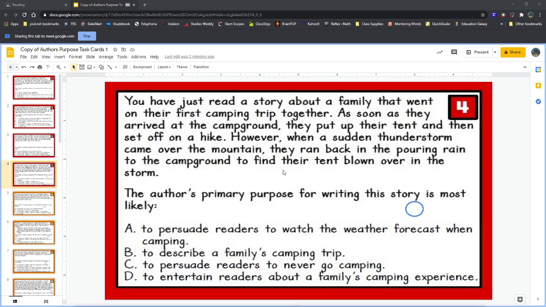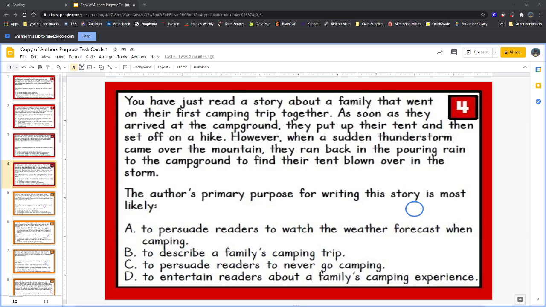Okay, so they go out, they go set up a tent and all that. They go on a hike, and then in the middle of their hike, this big storm hits. And they have to run back, and it's raining, and they get back, and their tent is just blown down because of all the wind.